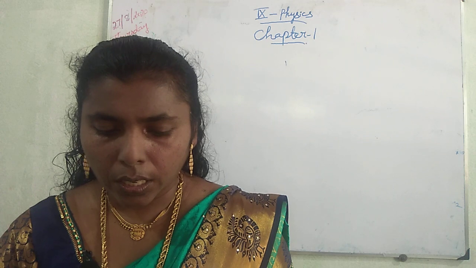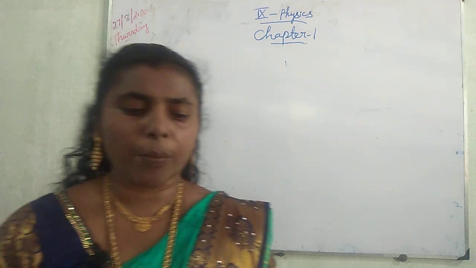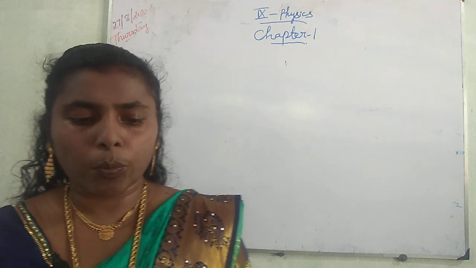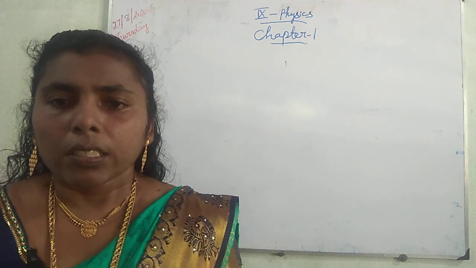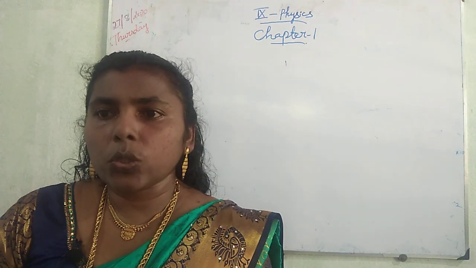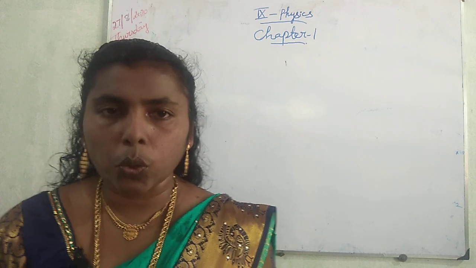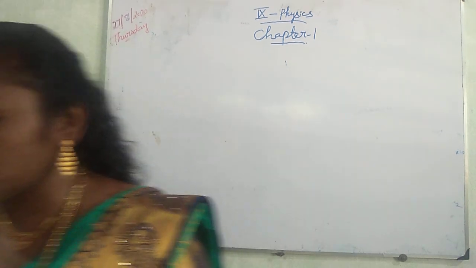Just mark it. Then first lesson assignment, Roman letter 7, question number 1 and question number 3. Take a booklet, the last year booklet, and study and write these two questions and get a signature from your parents. After school reopens, you should keep this assignment. Then chapter 2.